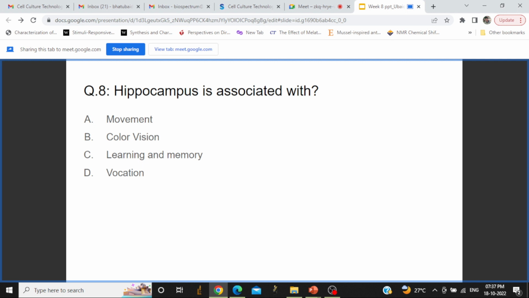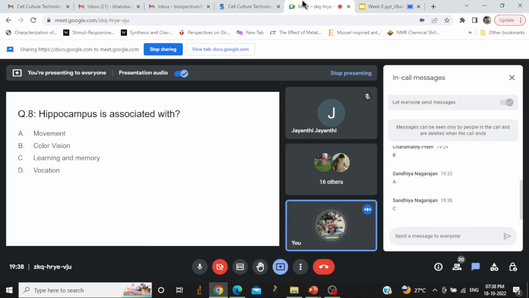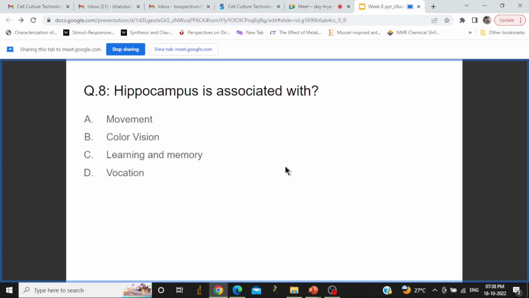So another question is, hippocampus is associated with movement, color, learning and memory, or vocation. So what is the answer? Actually, I think this question has been repeated several times, maybe 3 times in 3 different sessions. So the answers are movement, color, learning and memory, vocation. Has anyone given the answer? Yes. So the answer is learning and memory.